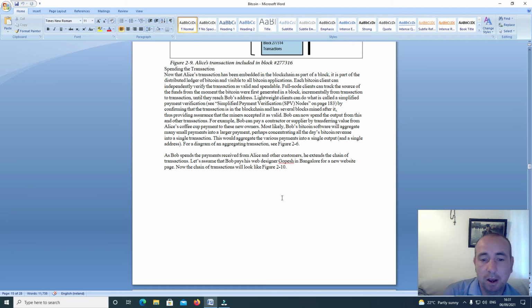For example, Bob can pay a contractor or supplier by transferring value from Alice's coffee cup payment to these new owners. Most likely, Bob's Bitcoin software will aggregate many small payments into a larger payment, perhaps concentrating all the day's Bitcoin revenue into a single transaction. This would aggregate the various payments into a single output and a single address. For a diagram of an aggregating transaction, see figure 2.6.